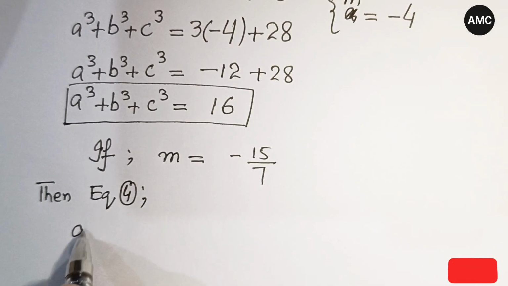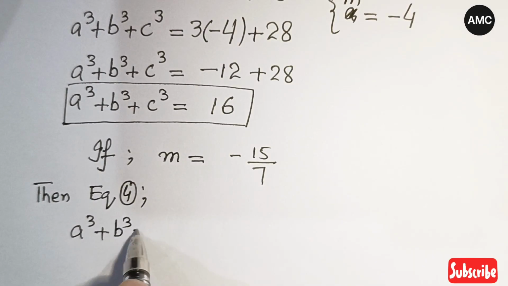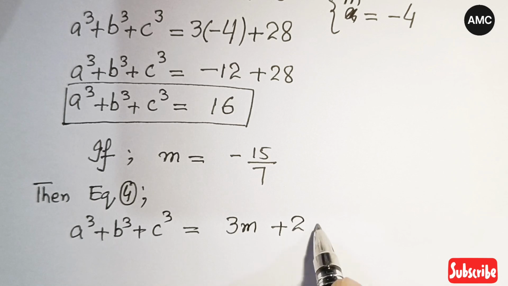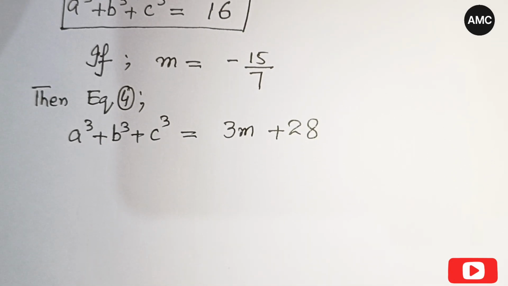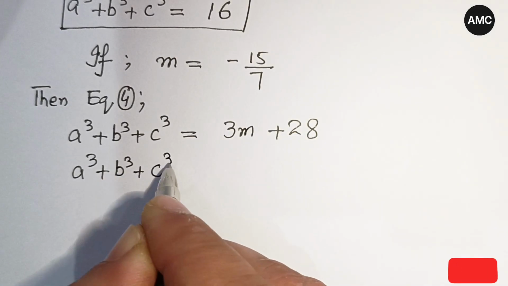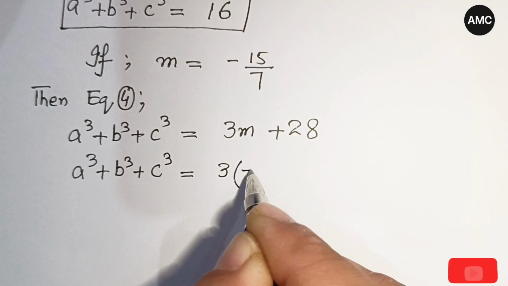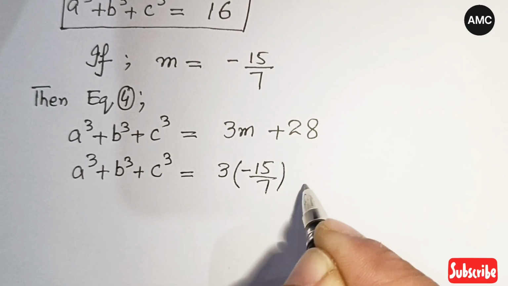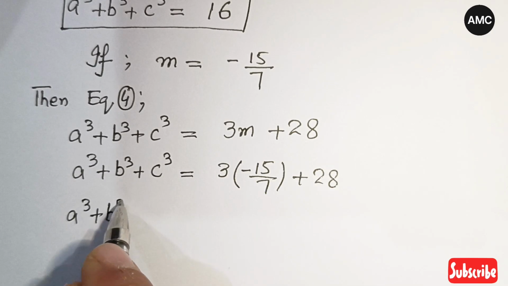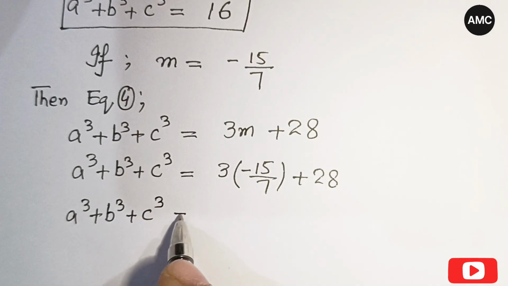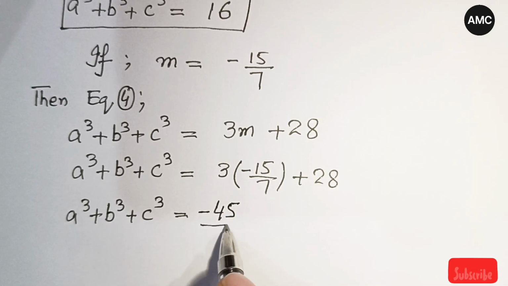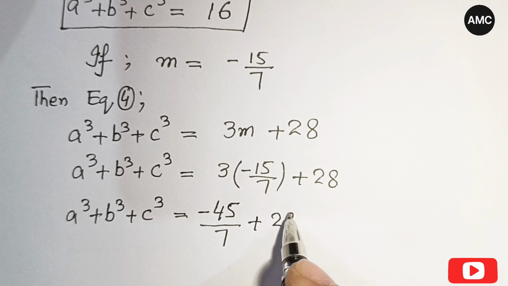That implies a cubed plus b cubed plus c cubed is equal to 3 times m plus 28. Now putting the value of m, a cubed plus b cubed plus c cubed is equal to 3 times minus 15 over 7 plus 28. Here we have a cubed plus b cubed plus c cubed is equal to 15 times 3 is 45, just writing here minus 45 over 7 plus 28.